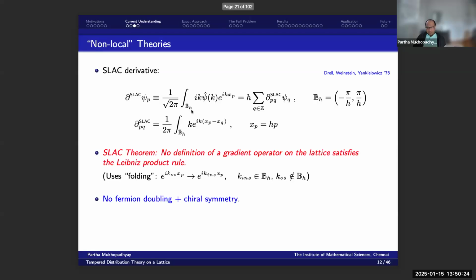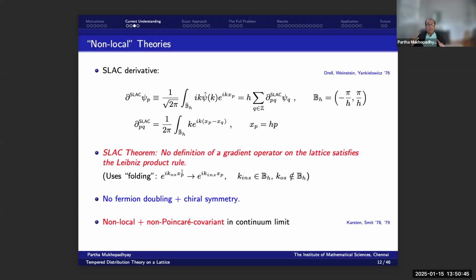However, there is no fermion doubling or chirality problem, but there is another problem, the problem of symmetries. They show in one of the appendices a theorem. They say that there's no lattice derivative that will satisfy the Leibniz rule.